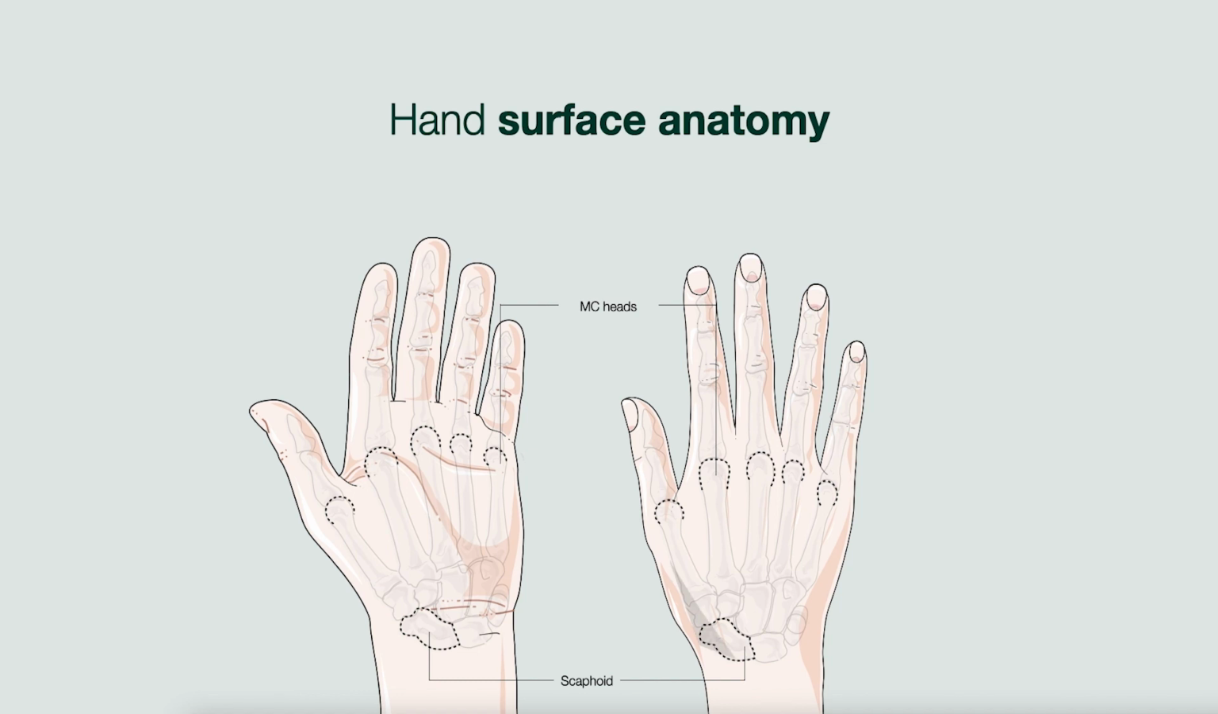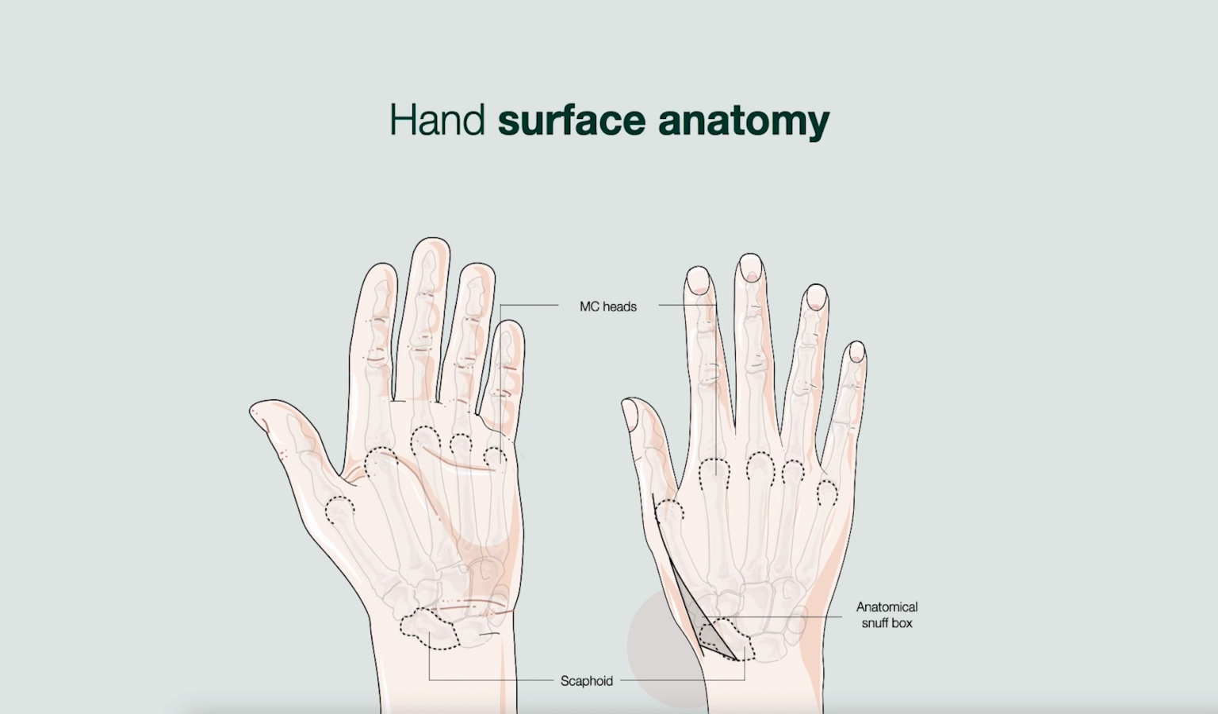Note the following triangle. It is bordered medially by the tendon for the extensor pollicis longus, laterally by the extensor pollicis brevis, and inferiorly by the radial styloid. This forms the anatomical snuff box. Patients with a scaphoid fracture will present with radial-sided wrist pain and tenderness over the anatomical snuff box.